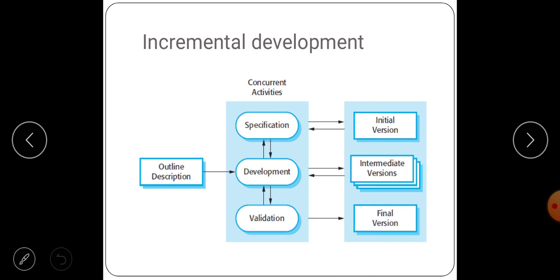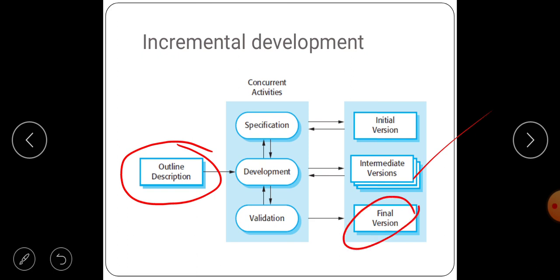Your specification is the initial version. Whatever the old version is, we call it the specification version. Next, in development, whatever the outline description is, we add some updated version to it. That is the intermediate version. Next, we are going to test it and give the product to the user to give feedback. That is the final version. Okay, we'll see the whole description now.